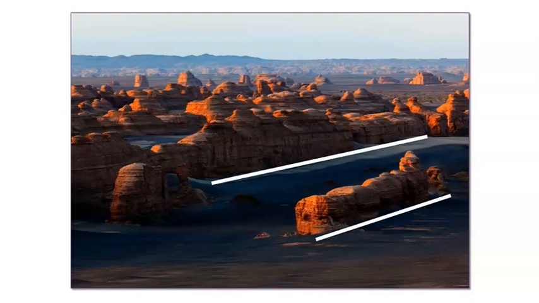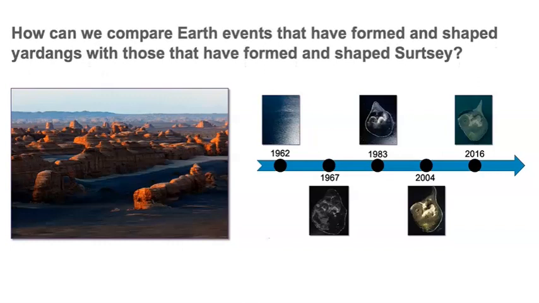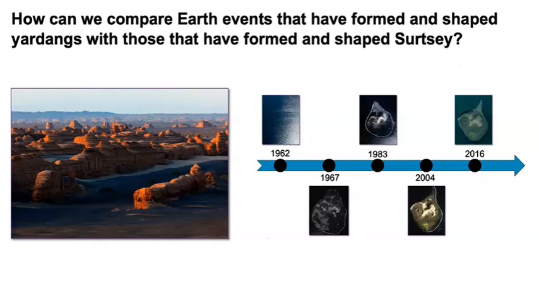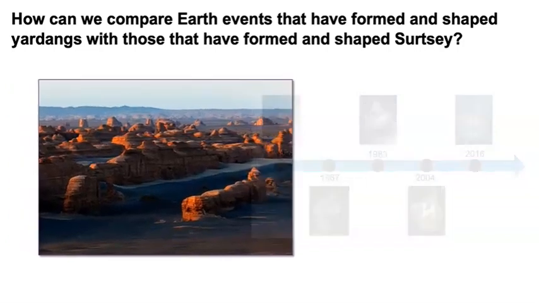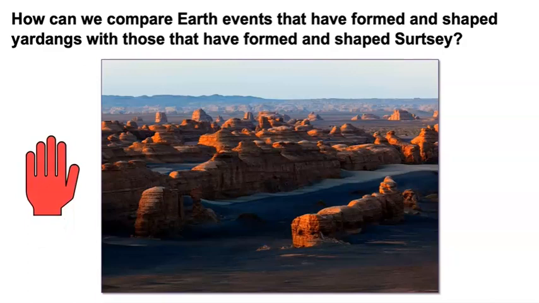This picture shows a landform called a yardang. In today's lesson, we will explore yardangs as we work to answer the question, how can we compare Earth events that have formed and shaped yardangs with those that have formed and shaped Surtsey? I will read you some information about yardangs. As I read, listen for words that describe land or changes to land. When you hear a word that describes land or changes to land, raise your hand up high. Are you ready?